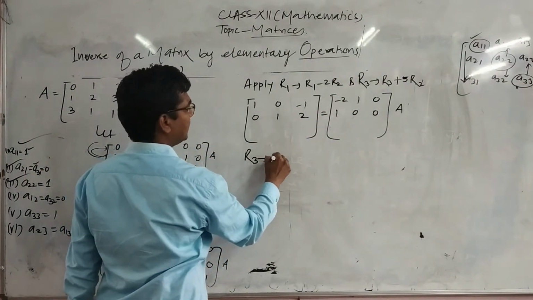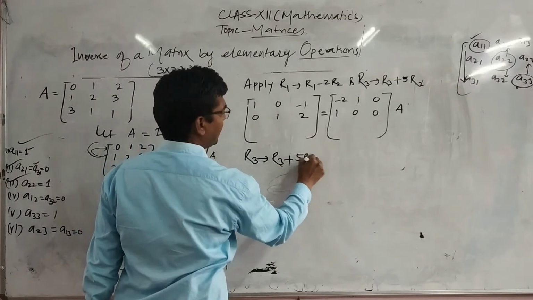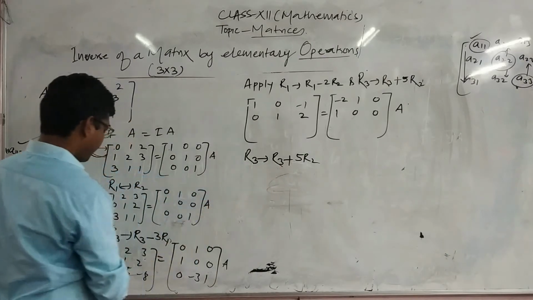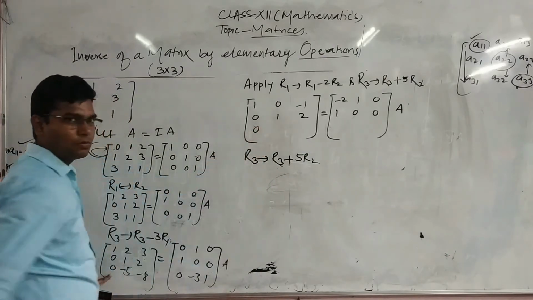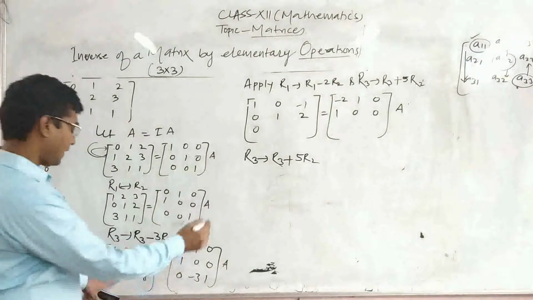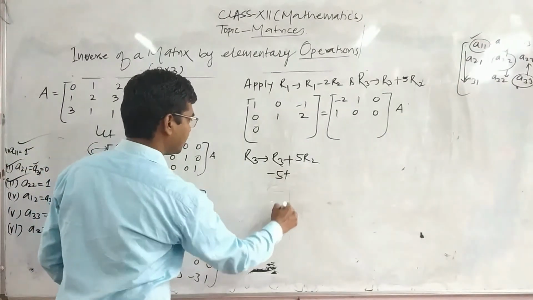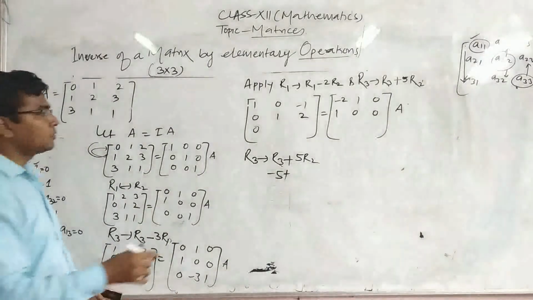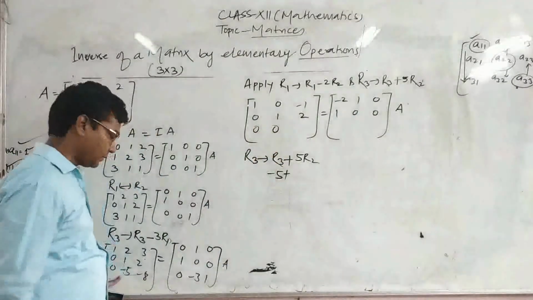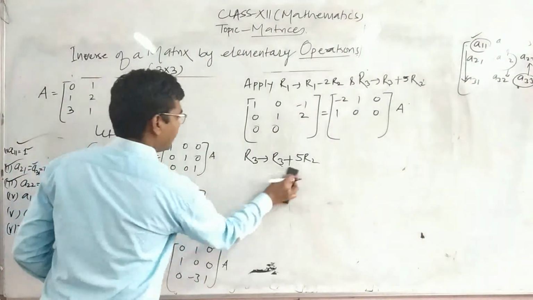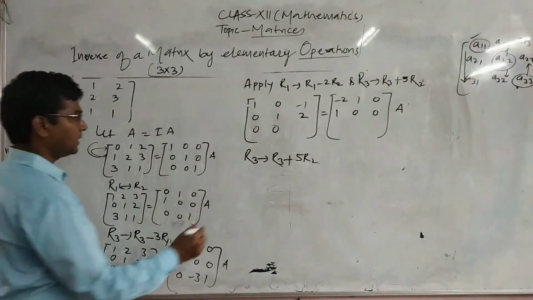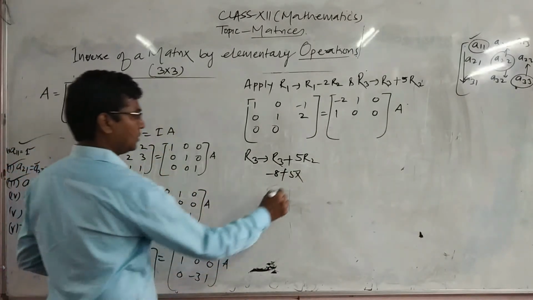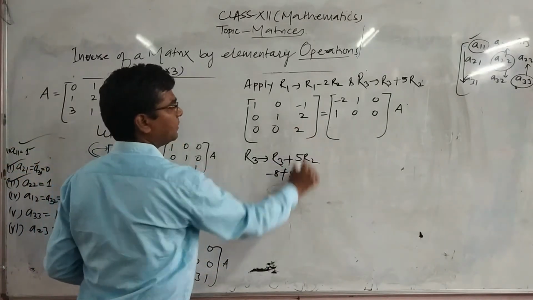Now for the second operation, R3 plus 5R2. This is R3: 0, 0, and 5R2 is 0, so it will definitely be 0. No need to calculate this. R3 here is minus 5 plus 5, definitely 0, because we applied the operation to make this part 0. So no need to calculate it; you can write 0. For the third part, R3 is minus 8 plus 5 into R2, which is 2. 10 minus 8 will be 2.